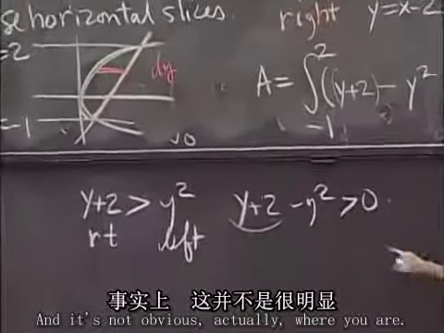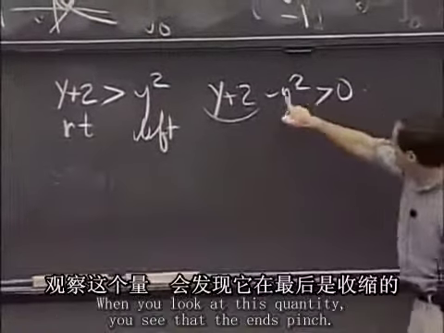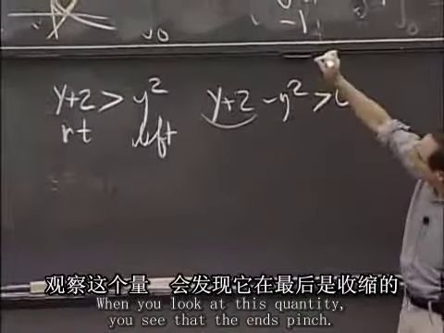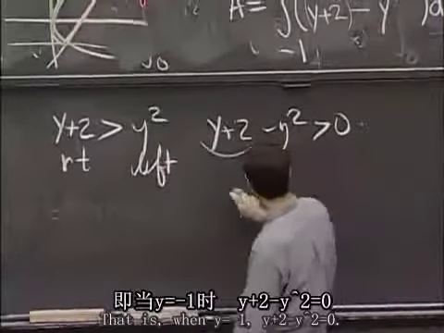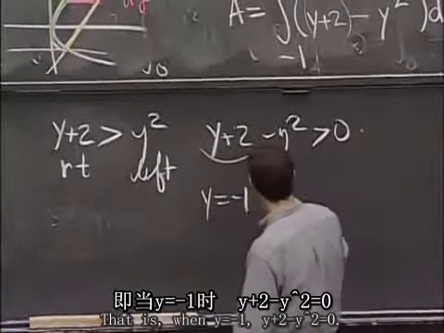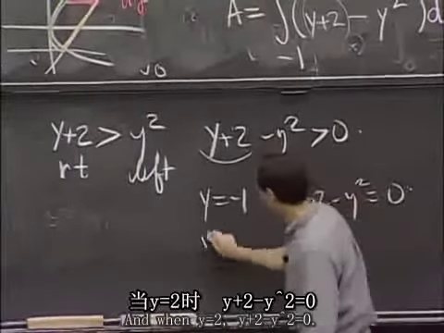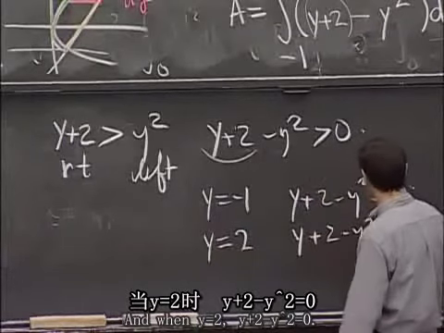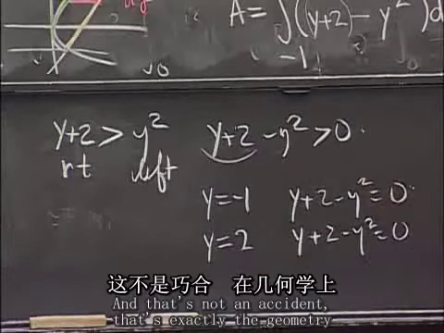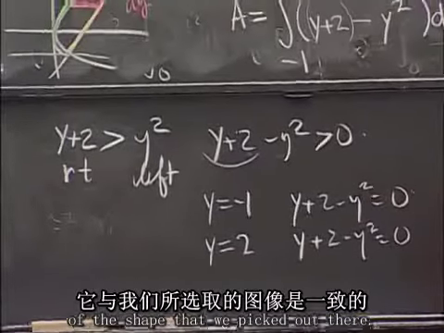And it's not obvious, actually, where you are. There's another double check, by the way. When you look at this quantity, you see that the ends pinch. And that's exactly the crossover points. That is, when y is equal to -1, y plus 2 minus y squared is equal to 0. And when y is equal to 2, y plus 2 minus y squared is equal to 0. And that's not an accident. That's exactly the geometry of the shape that we picked out there.